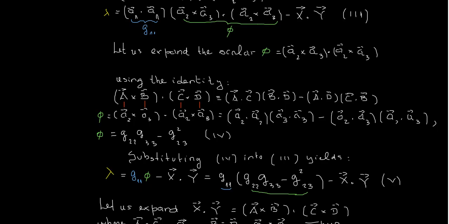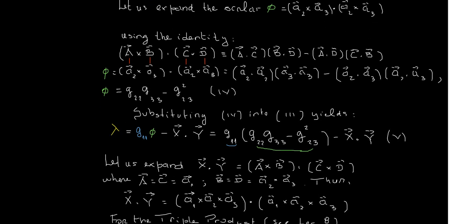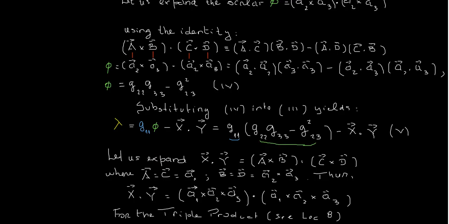This I already developed, G11, and now my focus is phi, the green one. I got the green one, then I substitute here. Clearly, this is the blue one, that's the green one. So what's left is X dot Y. I call this expression 5.